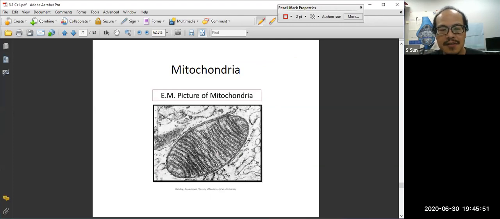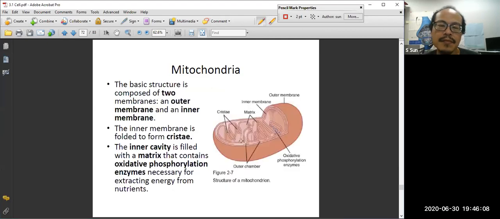And the next one is the mitochondria. This is a typical EM. If you look at the microstructure imaging, you can see mitochondria very typically like this one here. The major function of the mitochondria is to produce ATP. So when you look at the mitochondria, the first thing you need to think about is ATP.